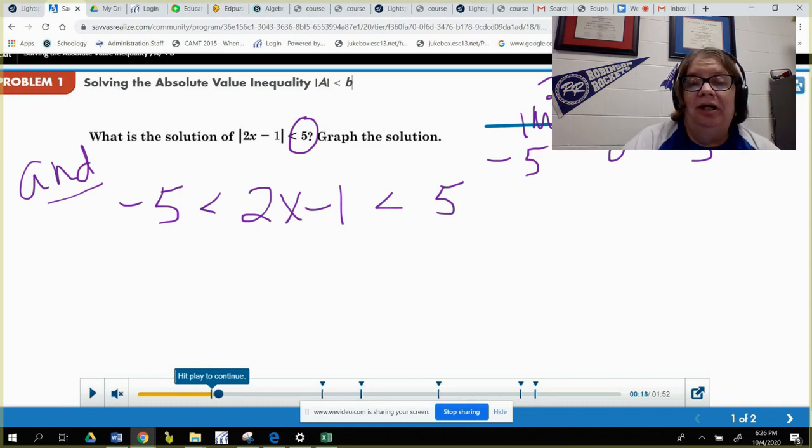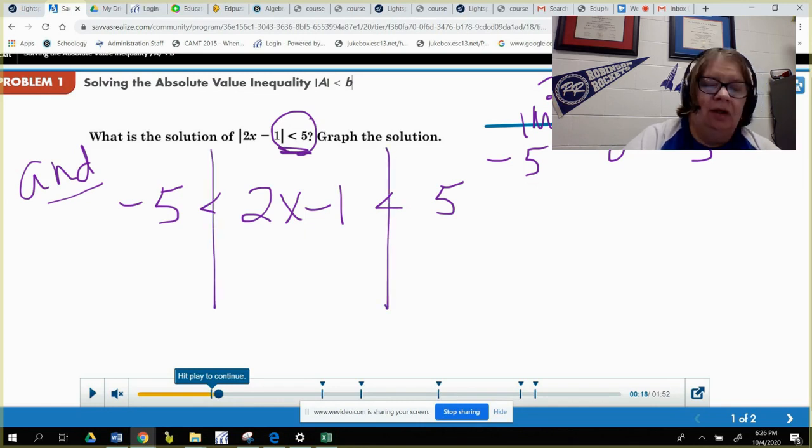You put a line underneath your symbol if there's a line under the symbol in the problem. In this case, there's not. Do you notice there's no line here? So we're not going to put a line in our problem. Now, this is like solving two inequalities in one. This is called a compound inequality because there are two of them.